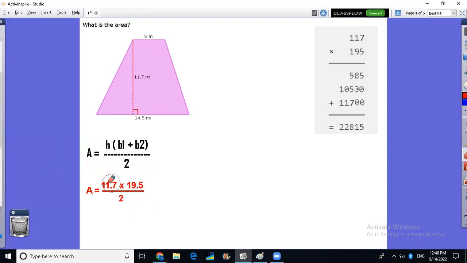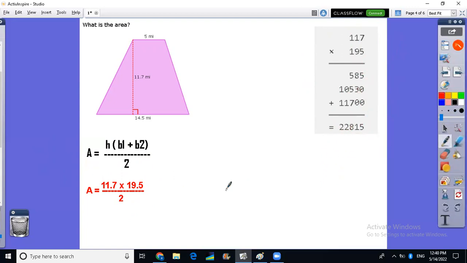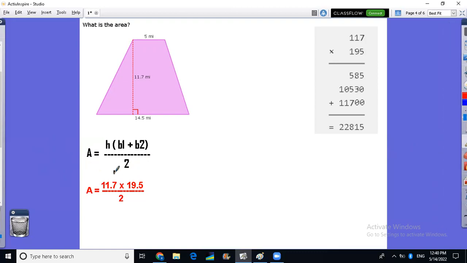Oh, Mr., how do we do 11.7 times 19.5? You should know how to do it. Here's the long multiplication, 3 digits by 3 digits. Of course, the first step is to ignore the decimal point. And at the end, I look, I have 2 digits after the decimal point, 1 digit here, 1 digit here. So I'm going to put 2 digits after the decimal point here.